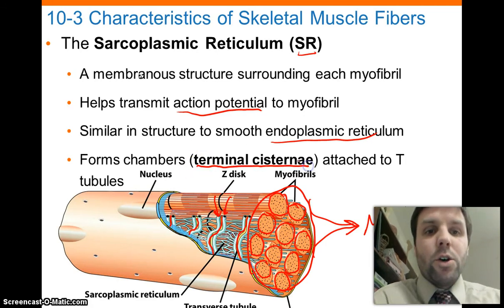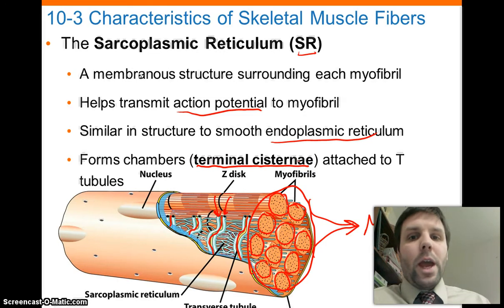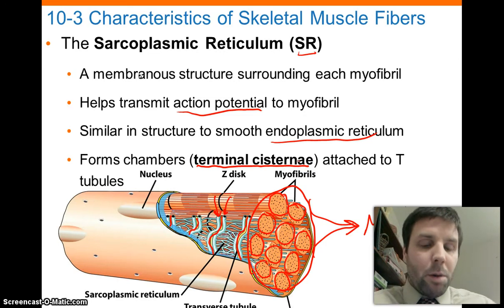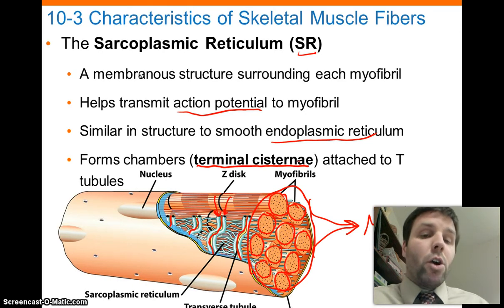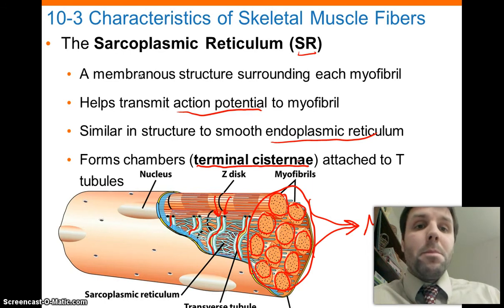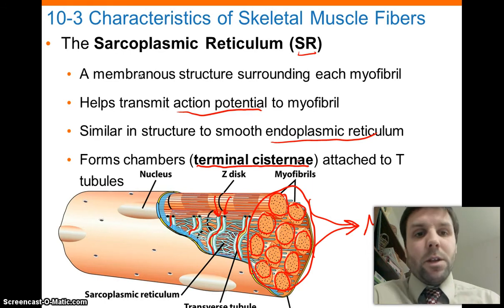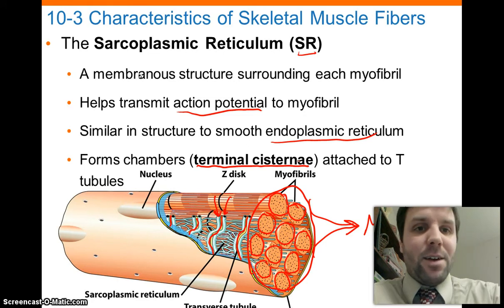Okay, looking at that term there, another new term. They're attached to the T-tubules. They're butted up right against it. So whatever action potential the T-tubule has is then going to pass it to these terminal cisternae. Keep in mind, terminal means end, and cisternae means something kind of like a cistern, something that is going to hold something very special. And we'll talk more about what that is down the road here.